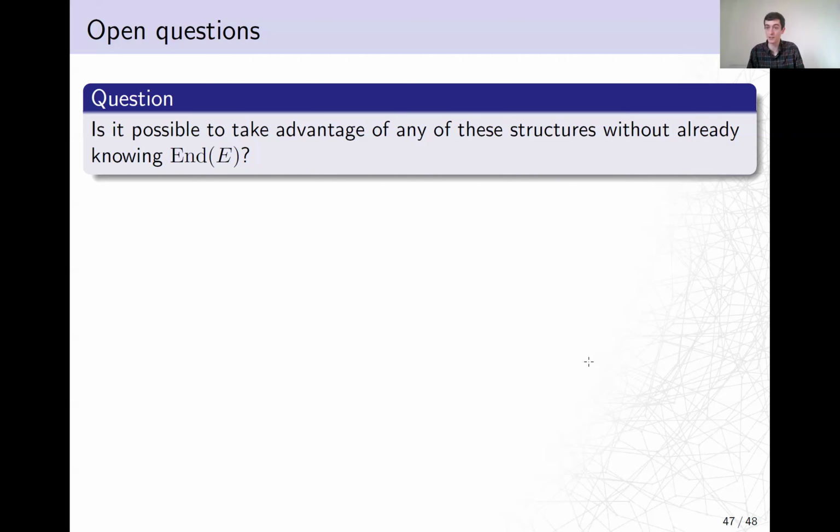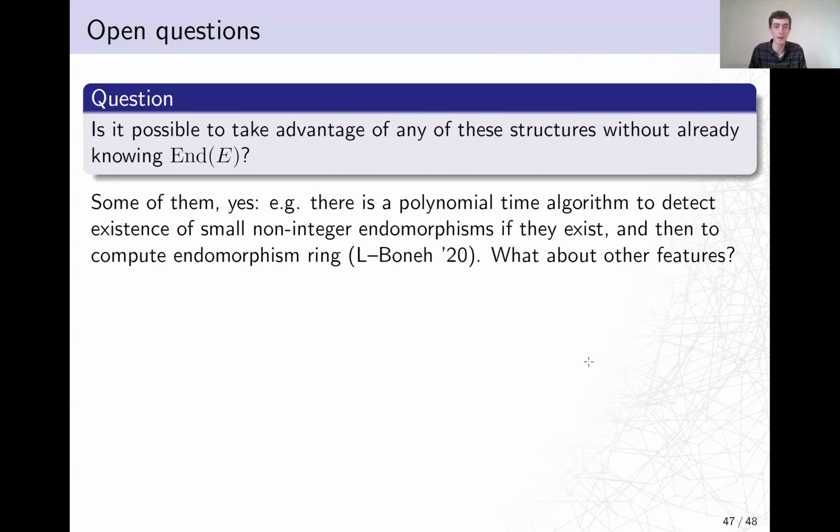The answer is yes in some cases. This is part of my joint work with Dan Boneh, where we produce algorithms to detect whether you're in the left end of this picture, whether you're in the sparse region. And once you know you're in the sparse region, to compute the full endomorphism ring. So there are ways that we can latch onto and get a hold of certain regions. But if we're in other regions, are there features that we can lay hold of?